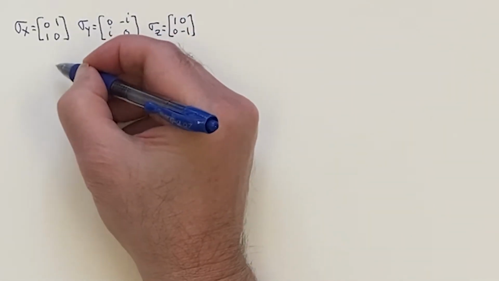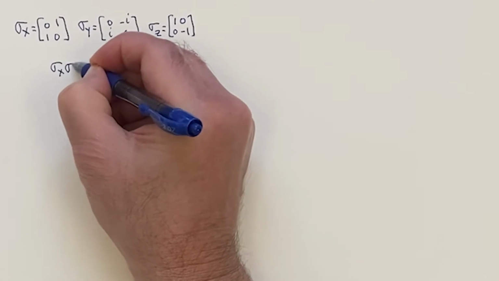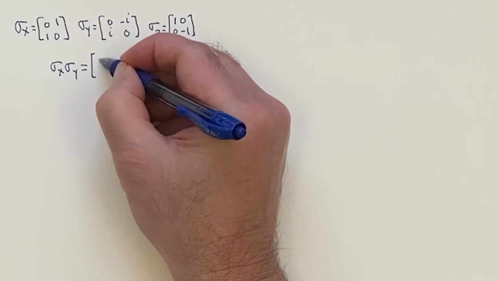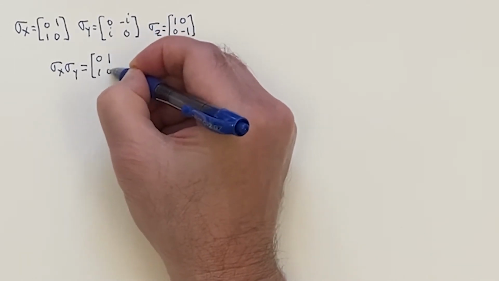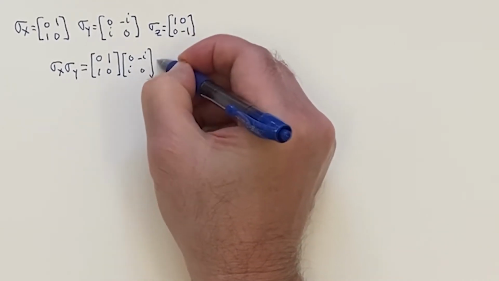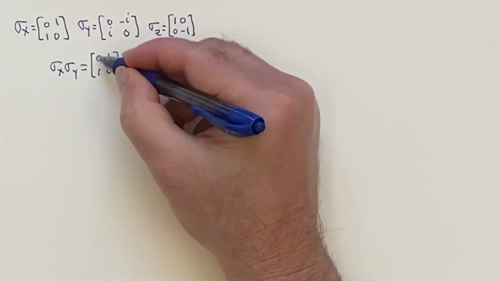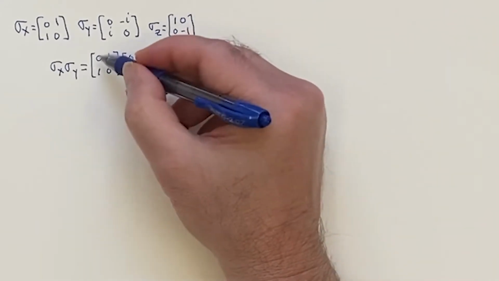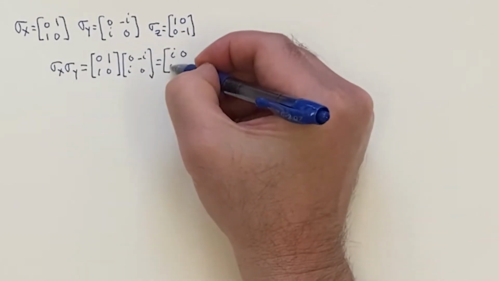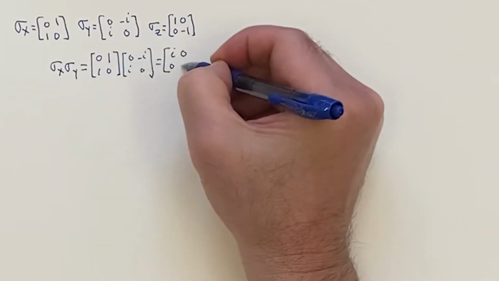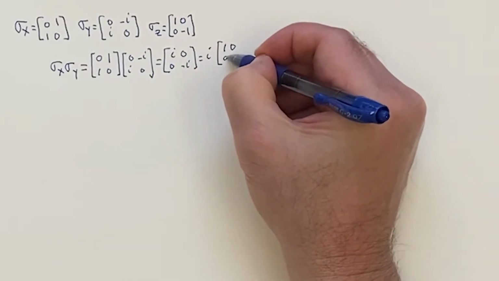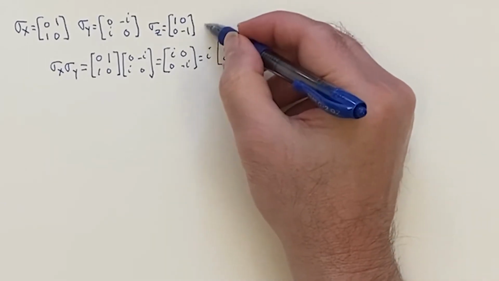Now check this out. Check this out. If you take the x and the y, like this, you get 0, 0 plus i, 0, i plus 0, 1 times 0, 1 times 0 is a 0, and then this is a minus i. So this is i times the z.